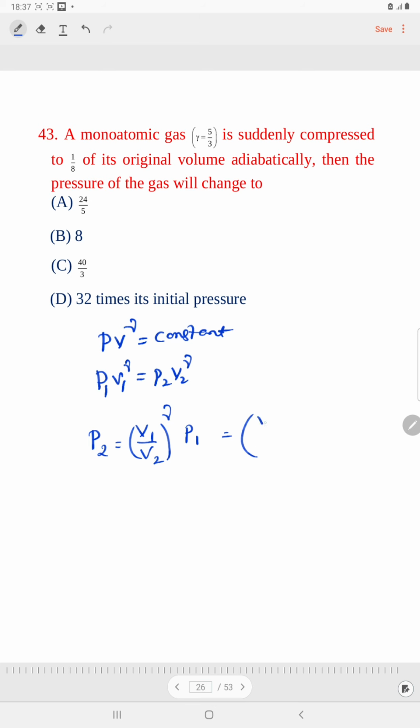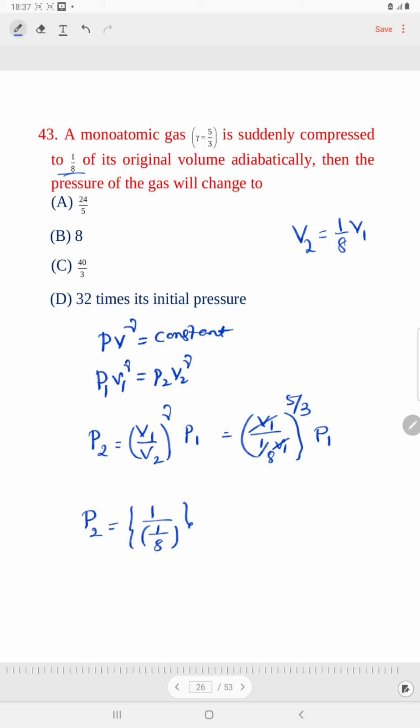Now, let me substitute V2 here. If you look at the statement, it is 1/8 of the original volume. That means the final volume will be 1 by 8 of the original volume. Then I can substitute V2 as 1 by 8 times V1, whole power gamma, and gamma is 5 by 3, multiplied by P1. Now what happens to V1 and V1 here? They get cancelled. Now 1 over 1 by 8, the whole power 5 by 3, multiplied by P1.